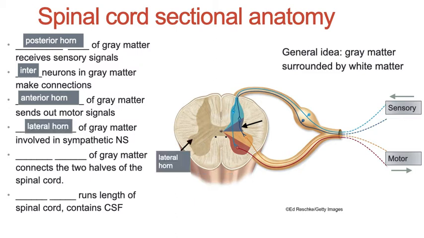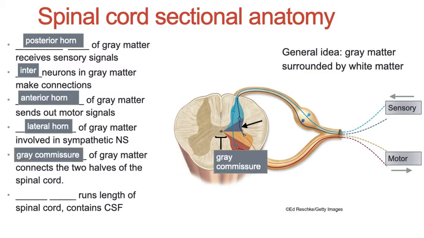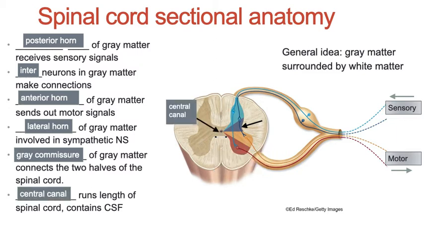Next is the lateral horn of the gray matter, and this is involved in the sympathetic nervous system. In the middle here is what's called the gray commissure of the gray matter, and this connects the two halves of the spinal cord. And then finally we have down here in the middle, which isn't technically gray matter, but it's in the gray matter, so I'm going to discuss it here, the central canal. And this runs the length of the spinal cord, and it's going to contain cerebrospinal fluid, or CSF.